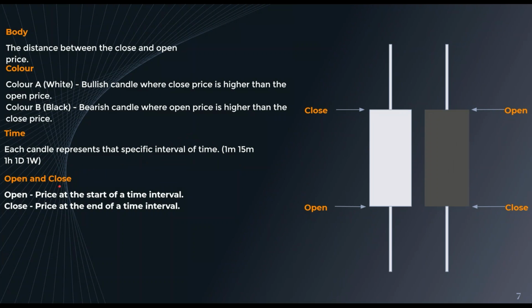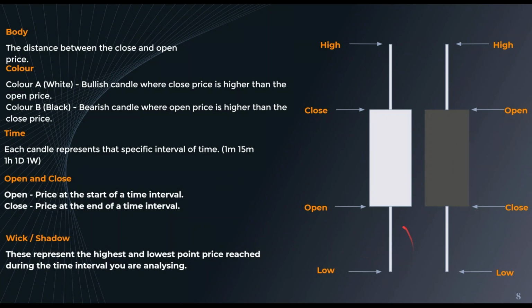Open and close price. This is going to explain the time intervals a bit more. The open price is the price at the start of a time interval. So say we take a 15-minute block of time. At 0 seconds, that is the open price. At 15 minutes, that is the close price. So if the price goes down, it will close lower than it opened. If it goes up, it will close higher than it opened.